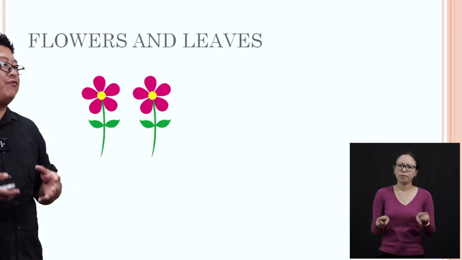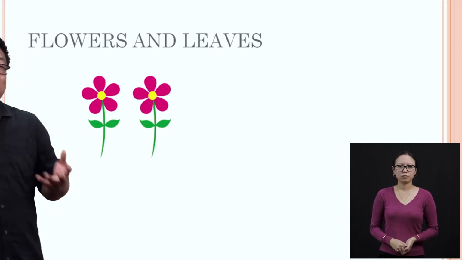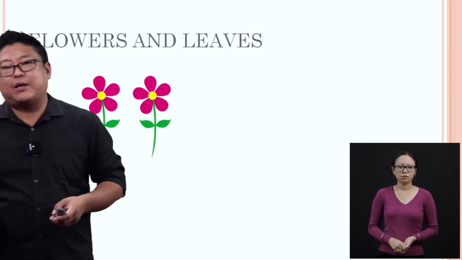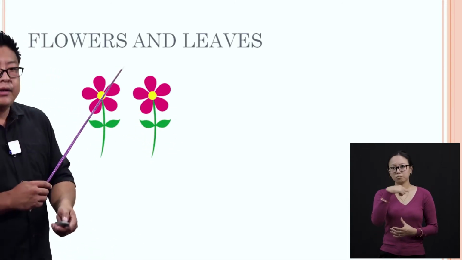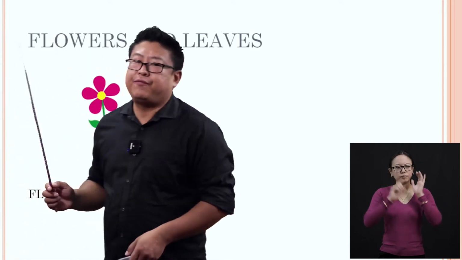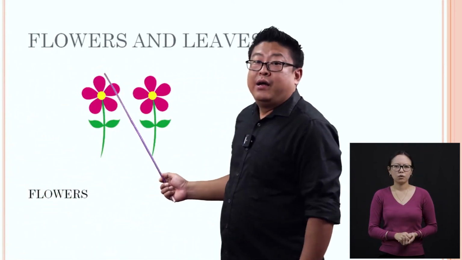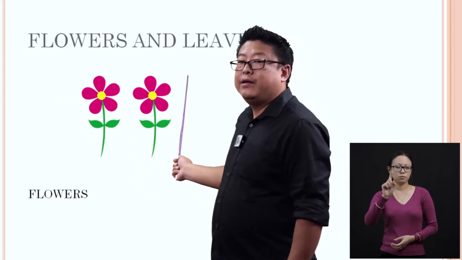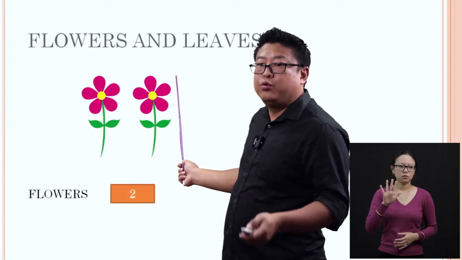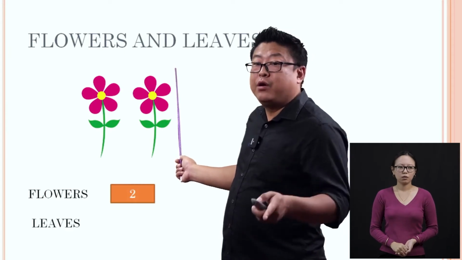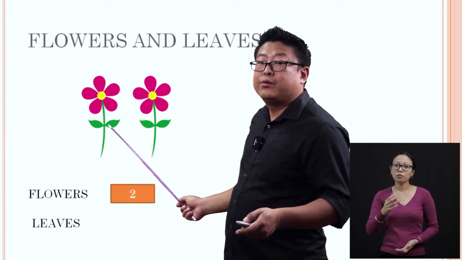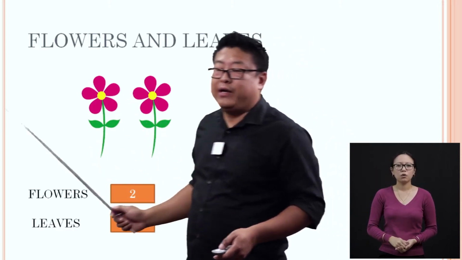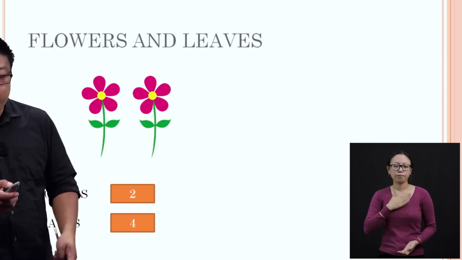Now we will come to flowers and leaves. Who doesn't like flowers, right? Flowers are really beautiful. Now let's try to count them, okay? So the number of flowers here that you can see are 1 and 2, right? So we have 2 flowers. And the number of leaves here, 1, 2, 3, 4. So we have 4 leaves. So this is how you are going to count.